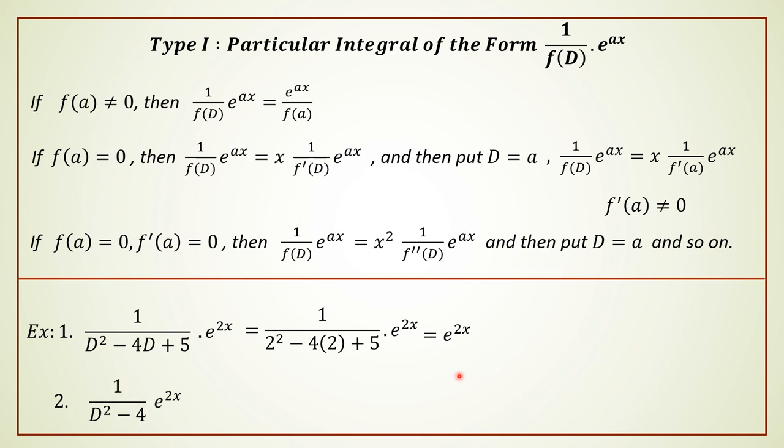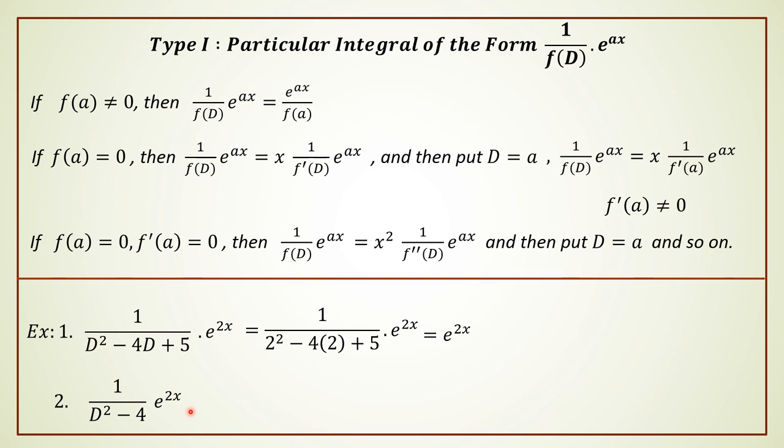Consider the second example. Suppose they expect you to find 1 by D square minus 4 acting on e to the power 2x. What is the coefficient of x over here? It is 2. You have to replace your D by 2 over here. So it becomes 4 minus 4, right? The denominator terminates to 0 over here, isn't it?